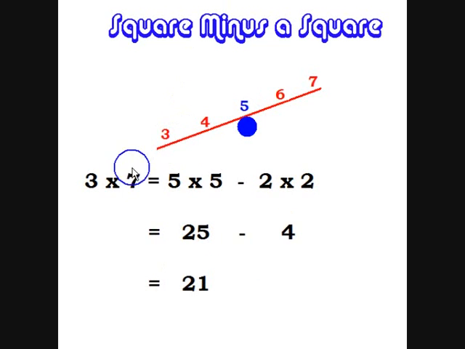Here's another example. We're looking at 3 sevens, and you can see from this diagram that halfway in between 3 and 7 is the number 5. So we're going to put down here that 3 sevens is equal to the halfway mark, 5 times 5, minus, and we've got 2 times 2 here, and that's because from the 5 it's a jump of 2 to reach either edge. So there we go, 5 times 5 minus 2 times 2, assuming we know our squares. 5 fives are 25, 2 twos are 4, 25 minus 4 is 21.